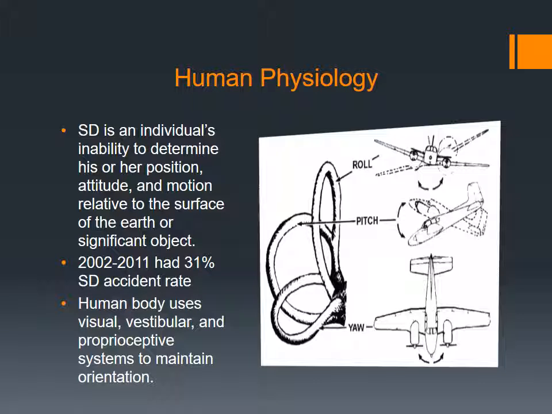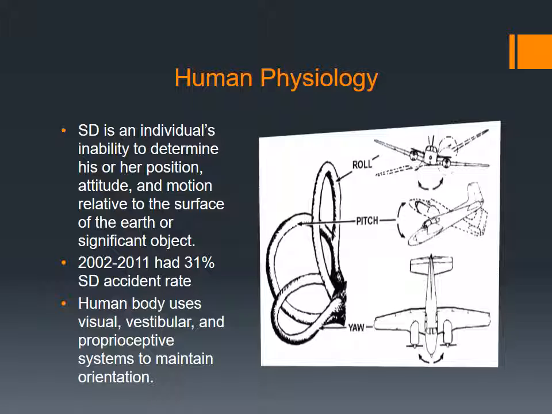Spatial disorientation is defined as the individual's inability to determine his or her position, attitude, and motion relative to the surface of the Earth or significant object. This is important because from 2002 to 2011, 31% of all U.S. Army aviation accidents were attributed to spatial disorientation.